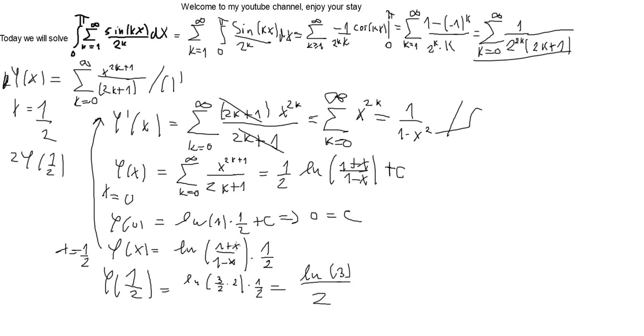But we said that in order to solve our problem, we need to multiply the result by 2 in order to get 2 to the 2k, not 2k plus 1. So our main goal now is just to multiply these two out. 2 times phi of 1/2, and we will get the result 2 times ln of 3 over 2, which is just ln of 3.